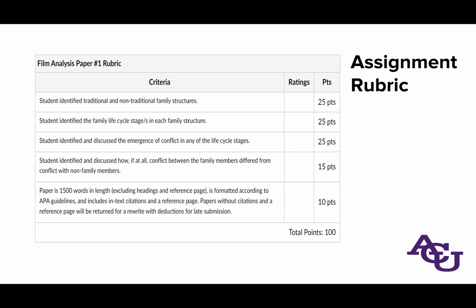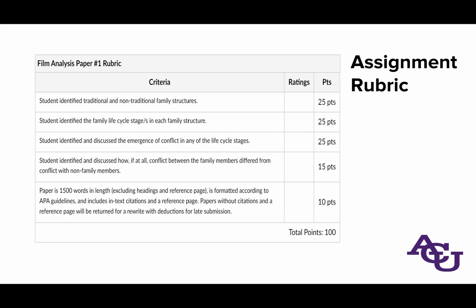So what basically you're looking at for number 1, the first row and the second row, is that you're looking at the same family structures. And then with the third row, you're going back to the second row and choosing life cycle stages that you discussed to fulfill that second row in the rubric. Okay, next, identify and discuss how, if at all, conflict between family members differed from conflict with non-family members.